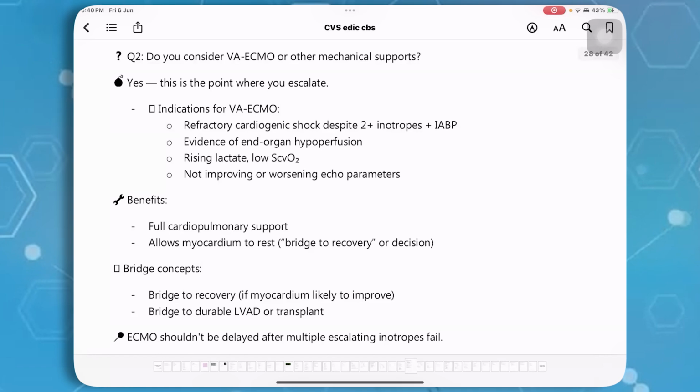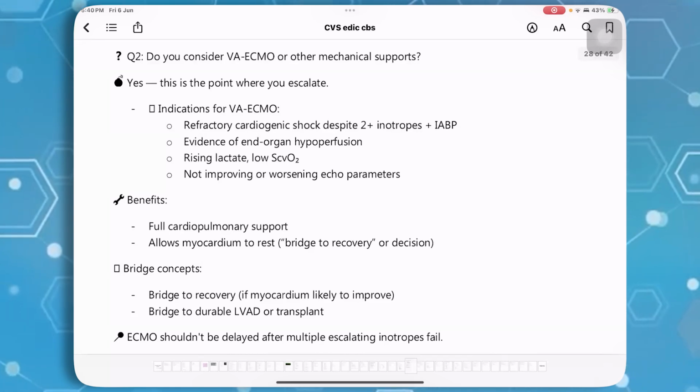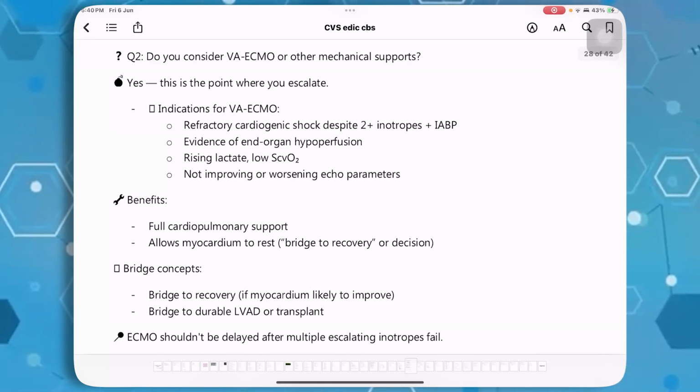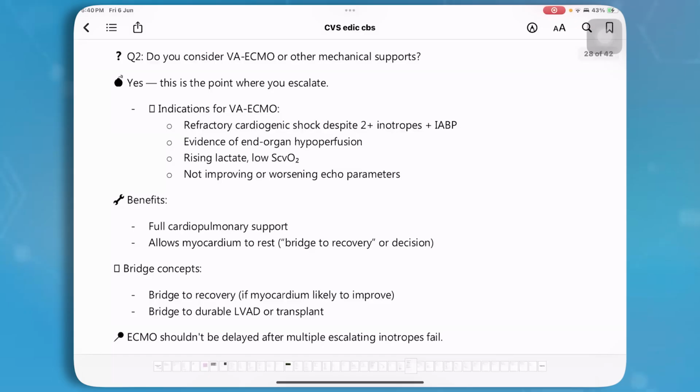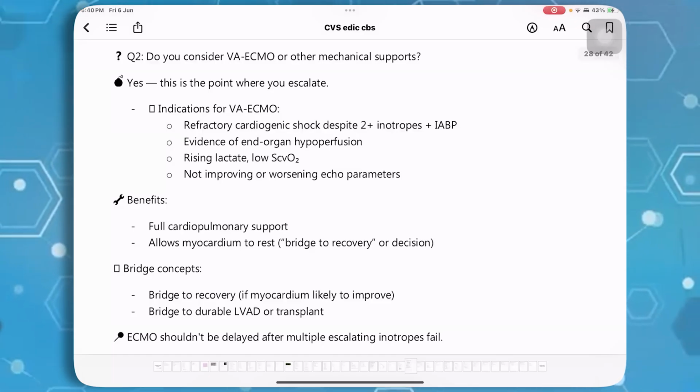What are the benefits of ECMO? It is a full cardiopulmonary support. It will support the right ventricle also. IABP will not do that. It allows myocardium to rest. So it is a very good bridge to recovery.